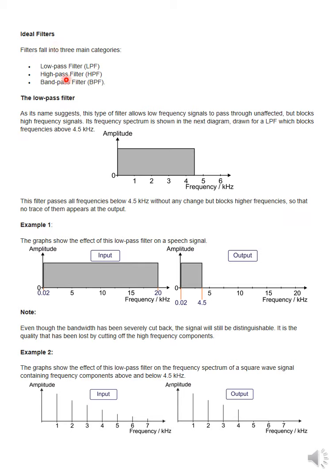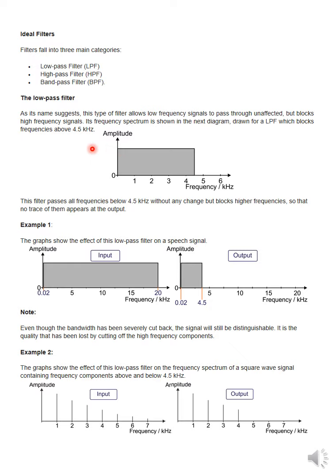So we have a low pass filter, a high pass filter, and a band pass filter. Low pass filter, as its name suggests, is a type of filter that allows low frequency signals to pass through unaffected but blocks high frequency signals. Its frequency spectrum is shown in the next diagram, drawn for an LPF which blocks frequencies above 4.5 kilohertz. So what the LPF will do is that you define a particular frequency above which it will not pass any information.